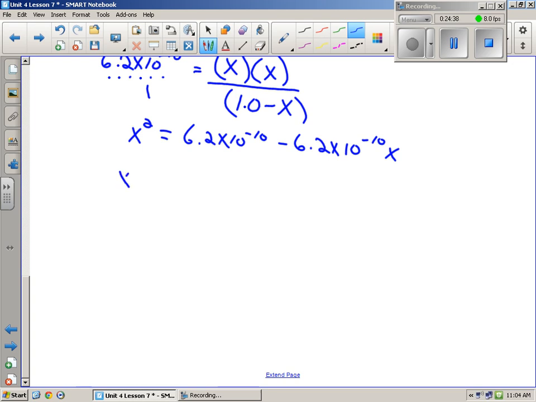I've done it for you right here. X squared, let's take this to the other side here, so plus 6.2 times 10 to the negative 10 X. We'll take this to the other side, minus 6.2 times 10 to the negative 10. That all equals 0. So that is ax squared plus bx plus c, correct. Look familiar? Sure. There's a formula for it, the quadratic formula. X equals negative b plus or minus the square root of b squared minus 4ac, all over 2a, yeah. You guys probably use calculator stuff. There's a program sometimes you can download that does that for you.